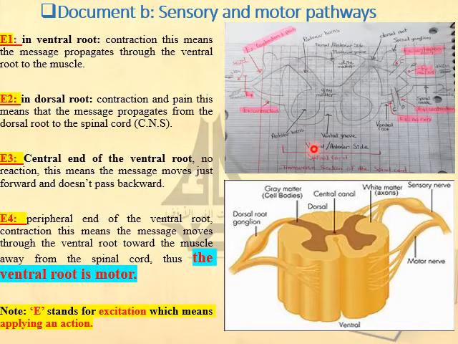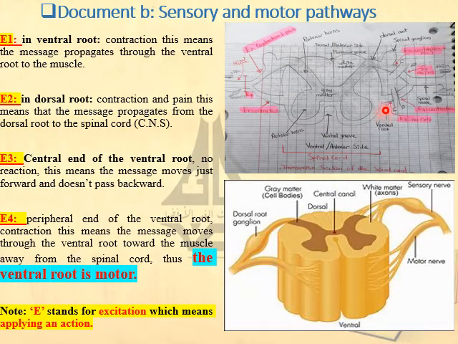Let's see, once an excitation was applied on the central end of the ventral root. If I ask you, where is the central end of the ventral root? First of all, the ventral root is below. The central end is the side which is toward inside, toward the spinal cord. Here is the central end. Look how I've marked the E3. Here is E3. Here is where a stimulus takes place. What was the result? No reaction.